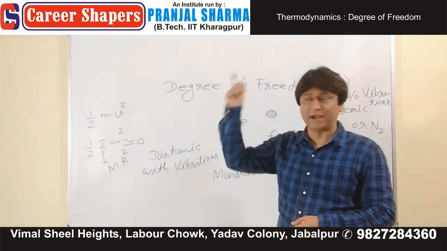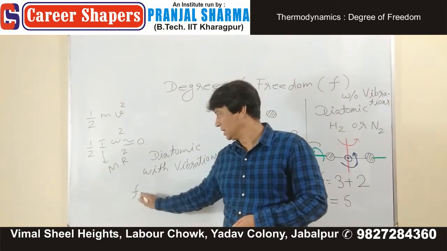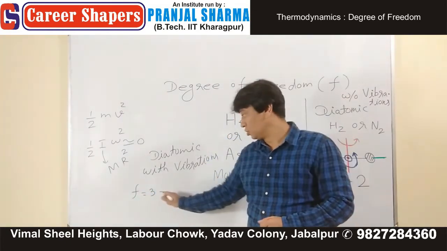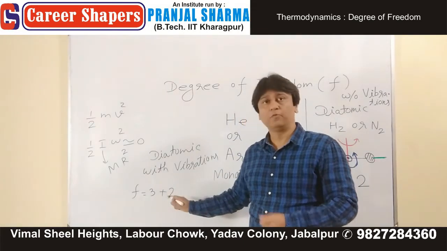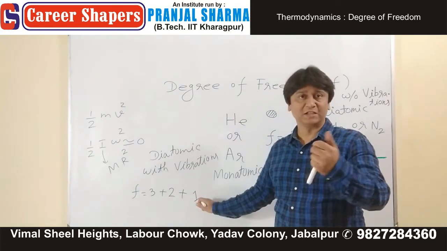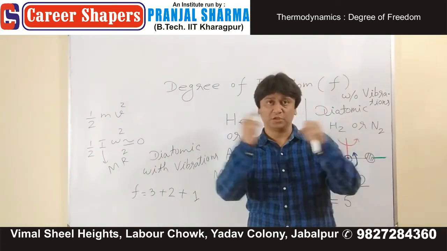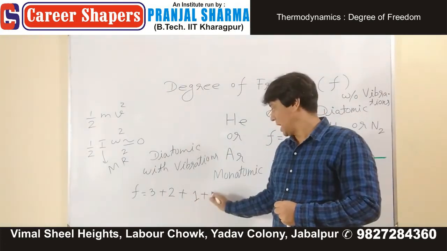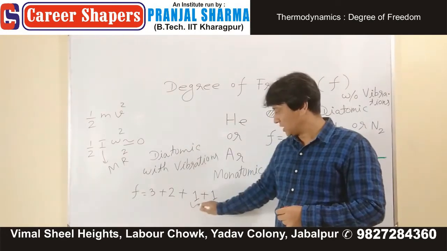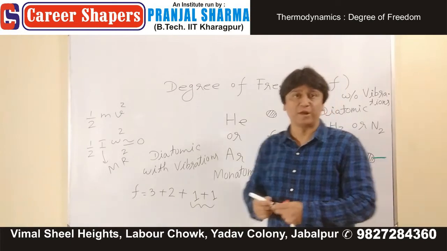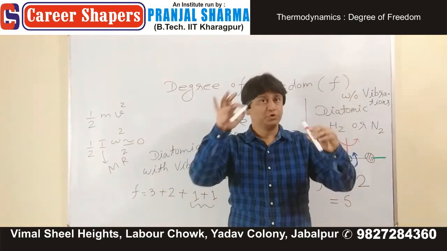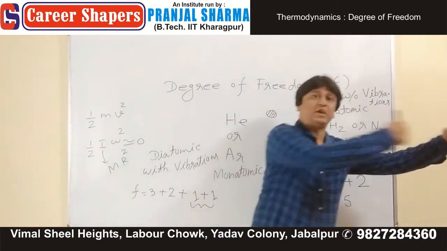At extremely high temperatures, degree of freedom is what? 3 for translatory, 2 for rotational, 1 for translatory vibrations, another 1 for the potential energy part. So these 2 are coming because of what? Vibrations. Half mv square, which is different from this v.